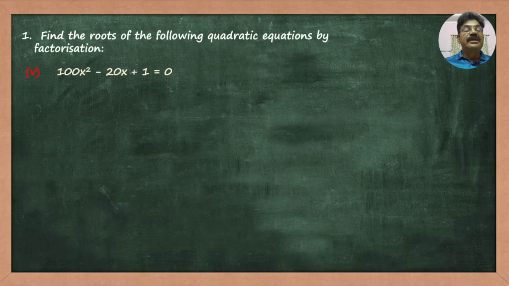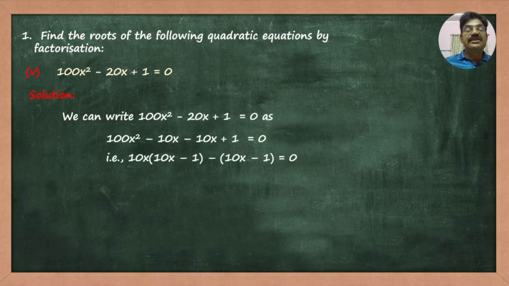Fifth problem. 100x square minus 20x plus 1 is equal to 0. Here a is equal to 100, b is equal to minus 20, c is equal to 1. So the sum should be minus 20, product should be 100. It is very simple. Minus 10, minus 10. Minus 10 minus 10 is minus 20. Minus 10 into minus 10 is equal to 100. Therefore, the given equation can be written as 100x square minus 10x minus 10x plus 1 equal to 0.